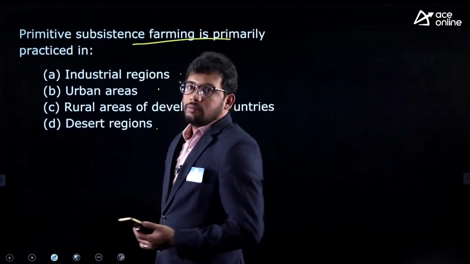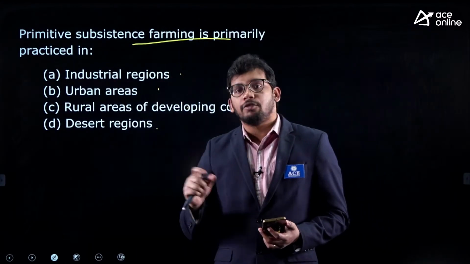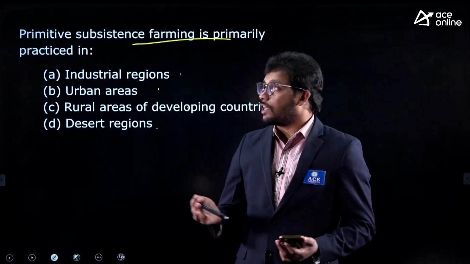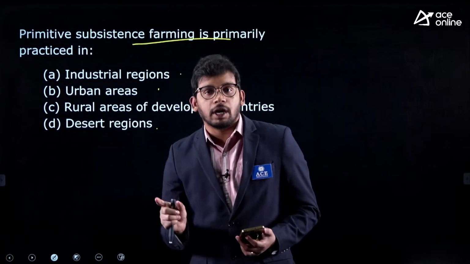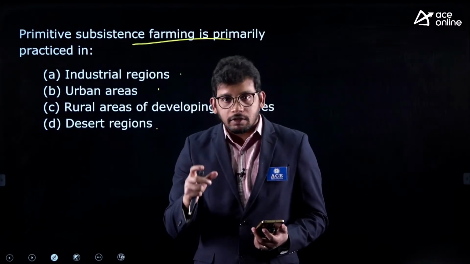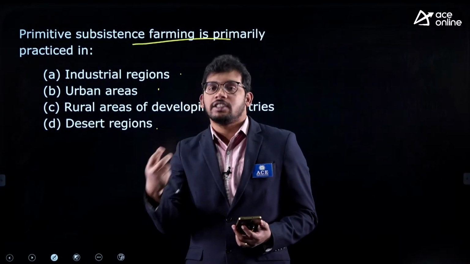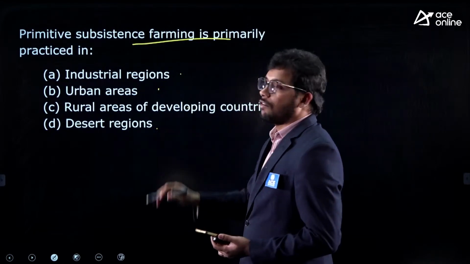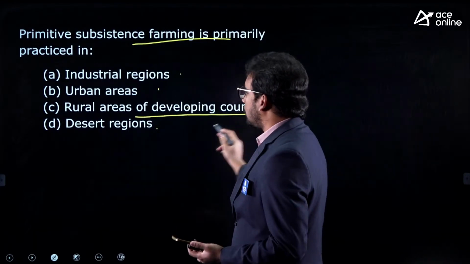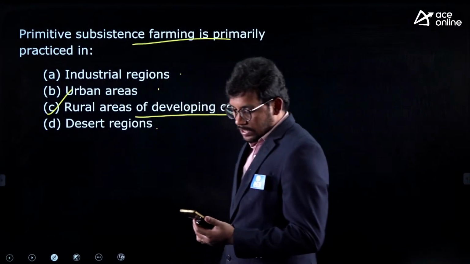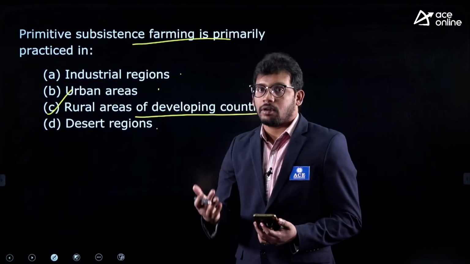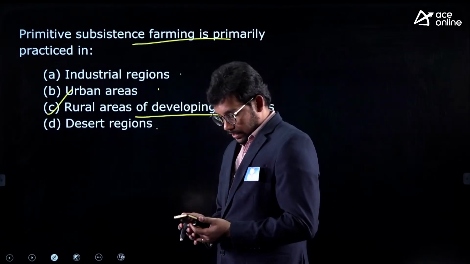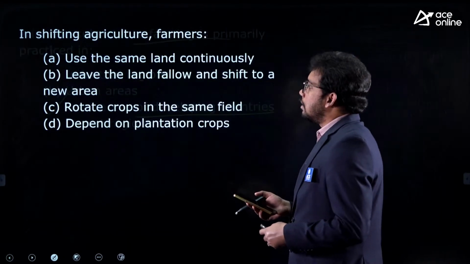Primitive meaning is itself, the English meaning, if you are able to know, you will be able to understand. Primitive means ancient technique. So primitive agriculture is not for commercial, it is just for consumption. Whatever agriculture goods that we are producing, it is just for consumption. So primitive subsistence farming takes place in the underdeveloped region. So that is rural areas of developing countries. So answer is C. Primitive means just for consumption, ancient practices, right? So answer is C. Right, Mahalakshmi, the answer is correct.